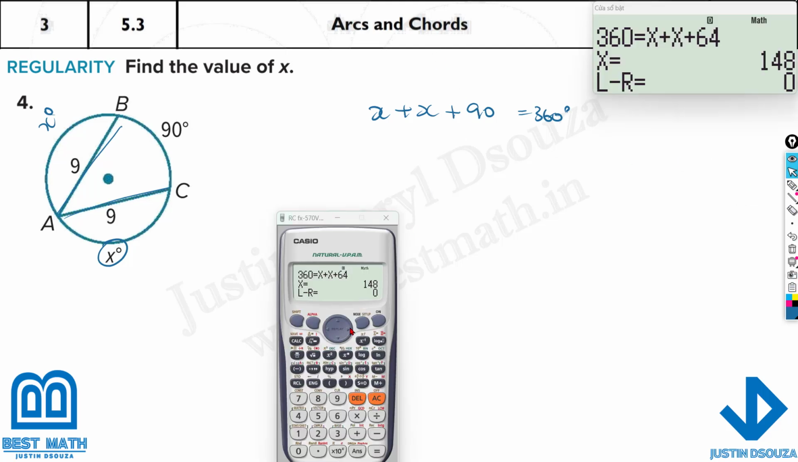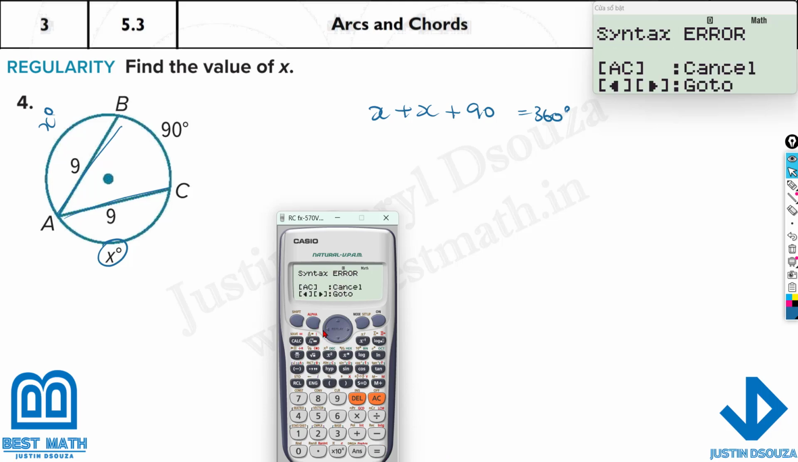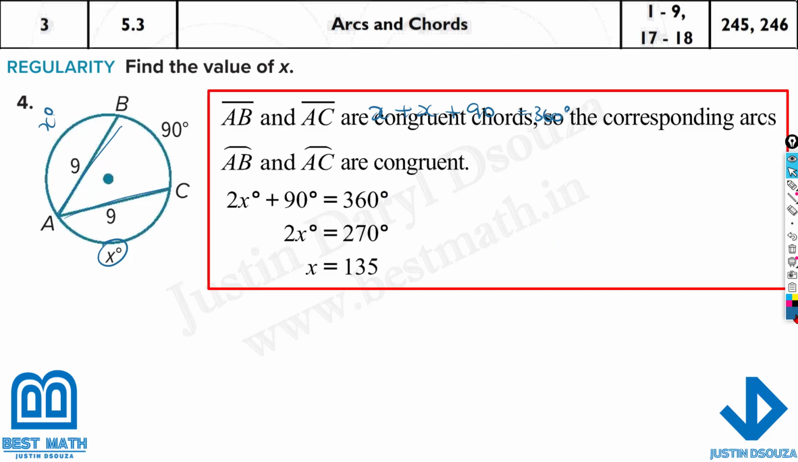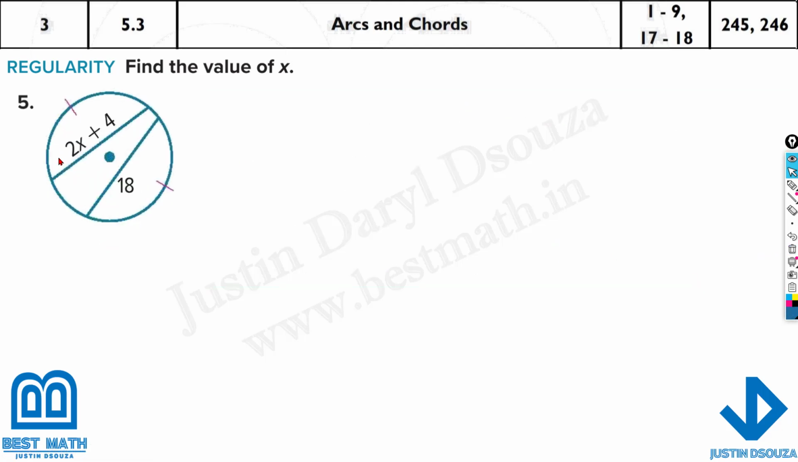I'm just going to edit this. It's 360 is equal to x plus x, and instead of 64 in the previous problem, we have 90 here. Don't press equal to, it's a math syntax error, because you have an equation equal to, right? You need to press shift, solve for x, and then equal to, the answer is 135. That's the answer. And here we have, okay, equations.